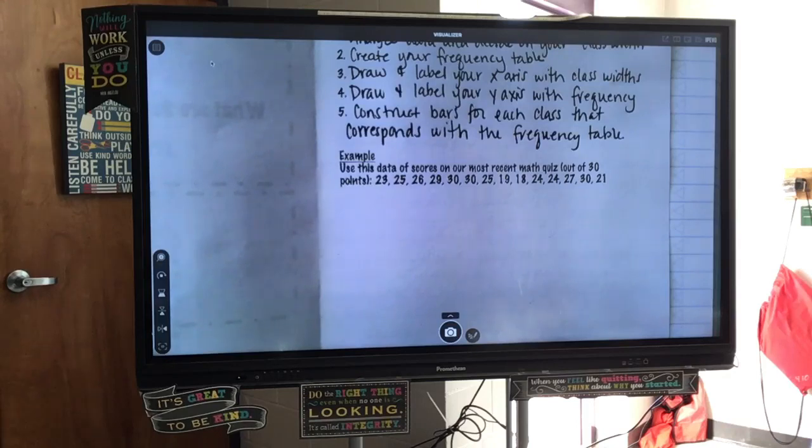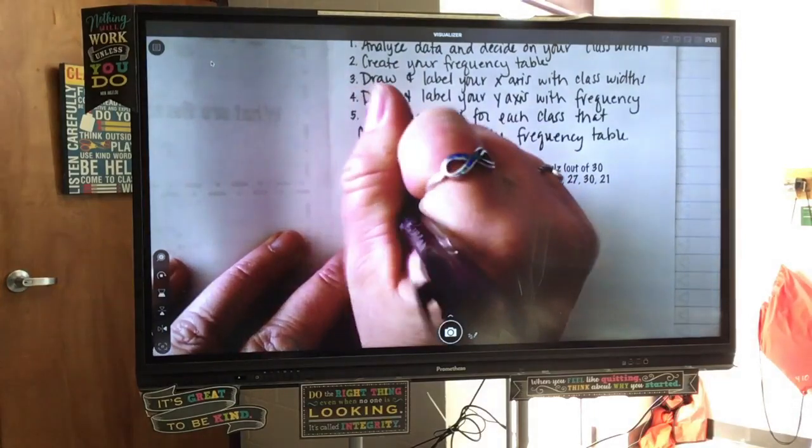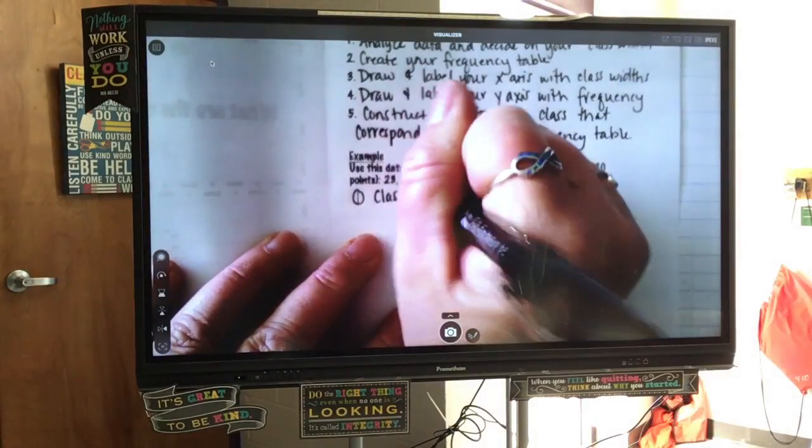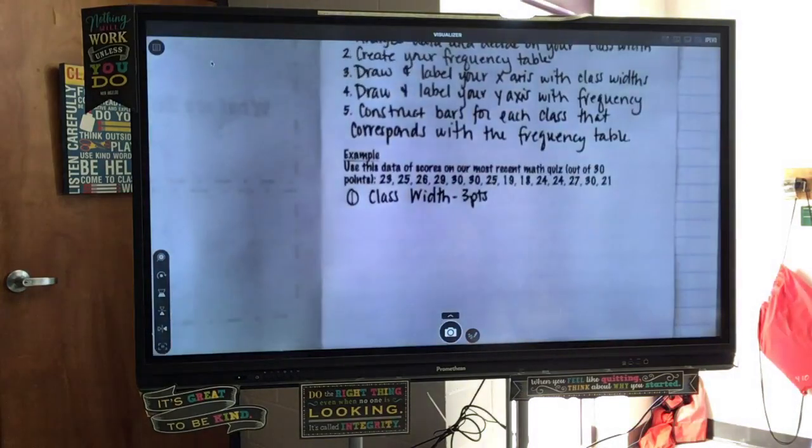I think 3 would be good. I think 3 would be really good. Okay, so we are going to pick 3 as our class width. Alright, so that is step number 1.